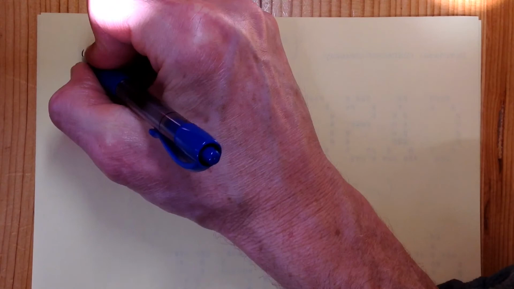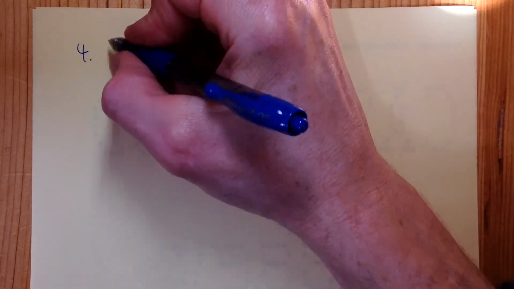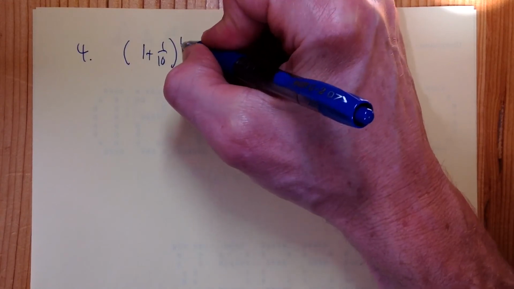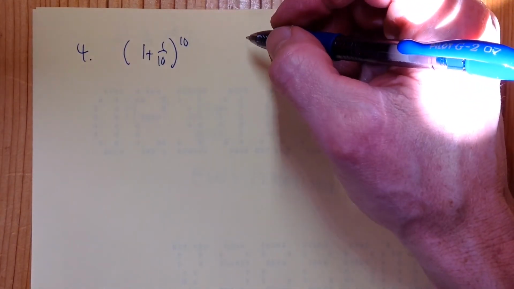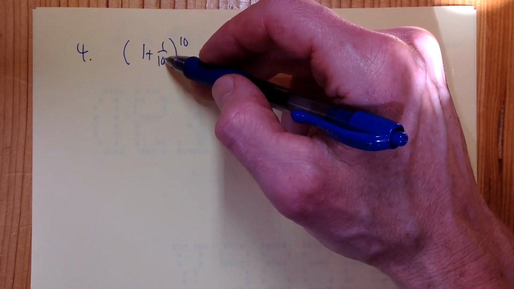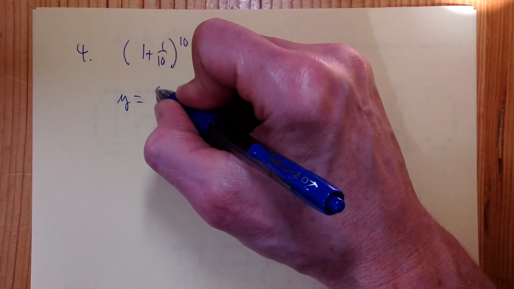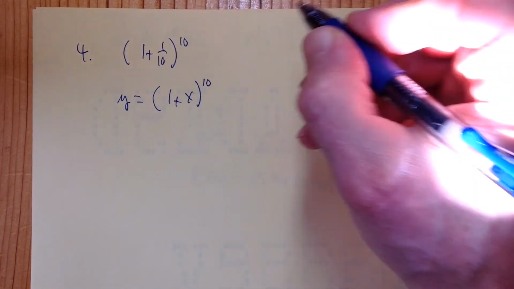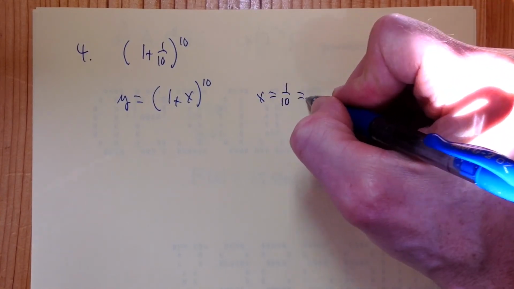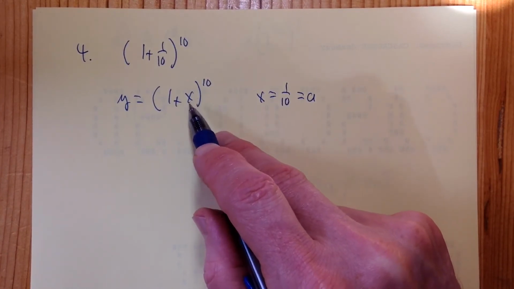Okay, finally, number 4. Number 4 is easier. That was the hard problem. Number 4 says use a linear approximation to find 1 plus 1/10 to the 10th to 2 decimal places. Okay, so we want to approximate this. Now, again, we find something that we know. I know what 1 to the 10th is. So we make up a function y equals 1 plus x to the 10th, and we want to know what this is when x is equal to 1/10. I know what it is when x equals 0. It's just 1.